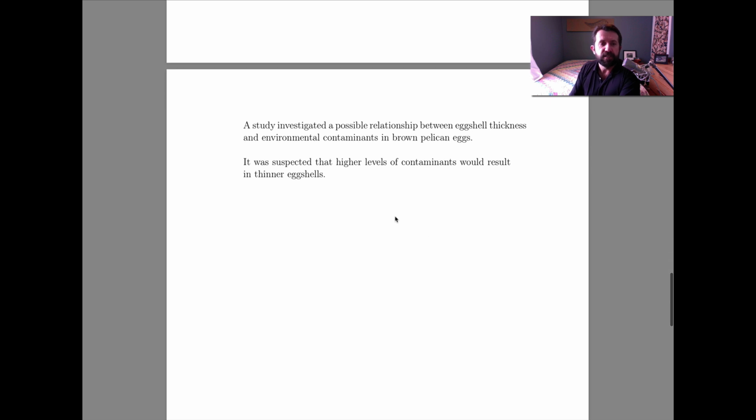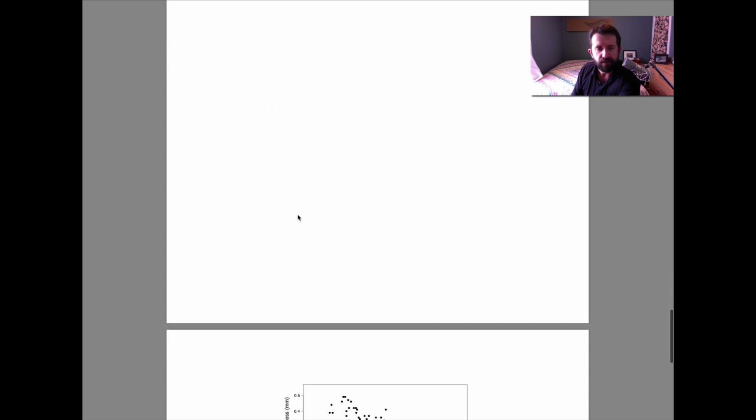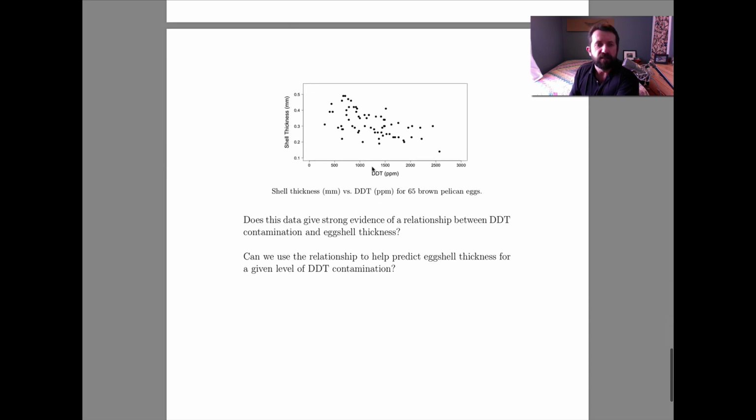If we look at another example, let's say a study investigating a possible relationship between eggshell thickness and environmental contaminants in brown pelican eggs. This was from Anacapa Island in California. And it was suspected that higher levels of contaminants would result in thinner eggshells. Okay. We get this on DDT. They had some other measurements as well. They had PCBs measured and other things. But I'm just going to look at the DDT here. Shell thickness, DDT in parts per million for 65 brown pelican eggs.